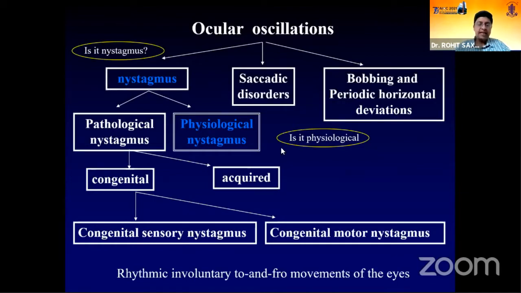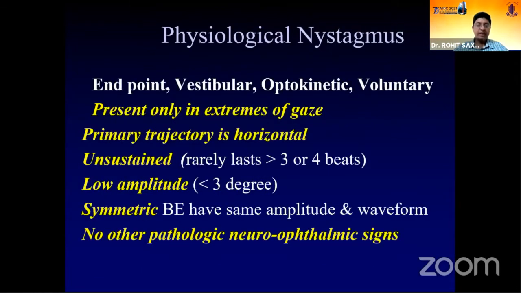So our first understanding of nystagmus is that it's a rhythmic, involuntary to and fro movement of the eyes. And all components of this should be true before you call it a nystagmus. Involuntary, rhythmic, and complete to and fro. So once you say it's nystagmus, your next question comes, is it physiological or is it pathological?